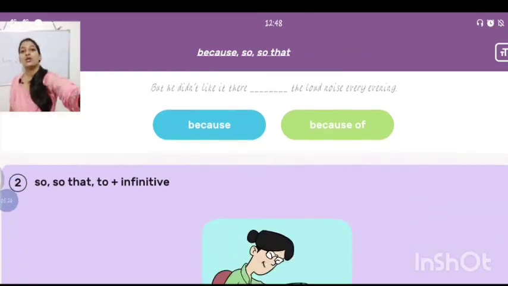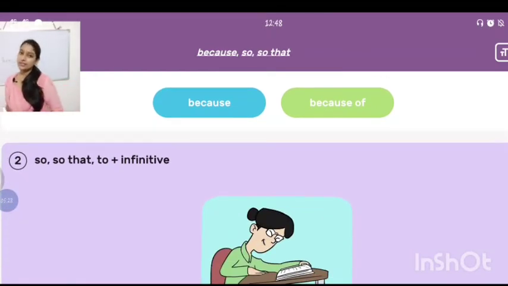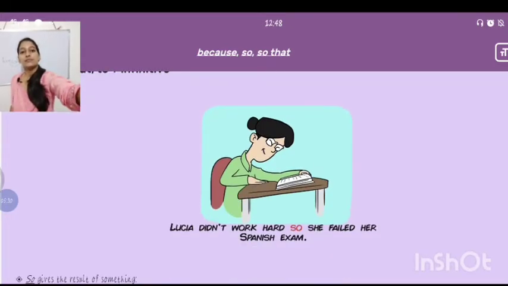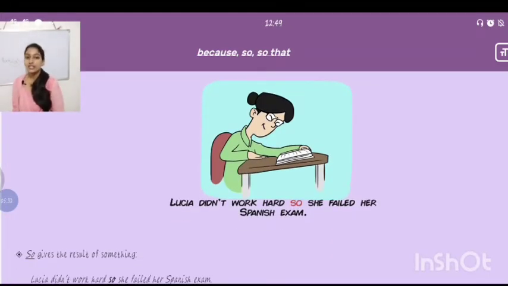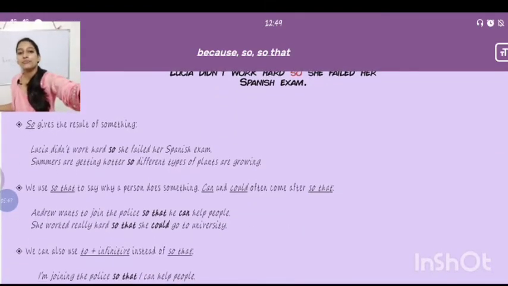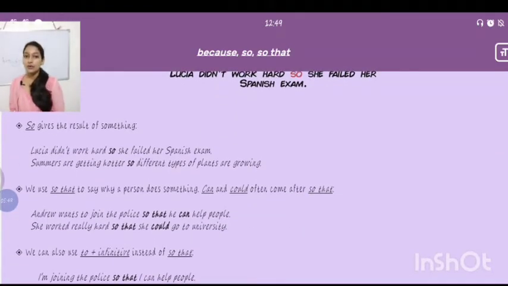Next, so that and to plus infinitive. Lucia didn't work hard, so she failed her Spanish examination. So gives the result of something. Lucia did not work hard, so she failed her exam. Summers are getting hotter, so different types of plants are growing.